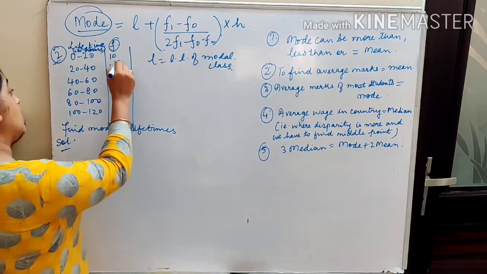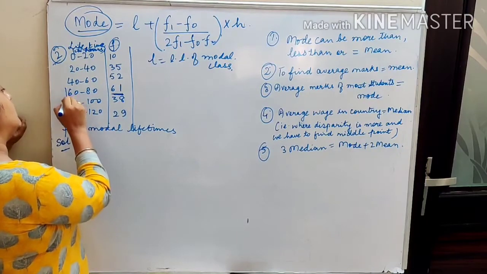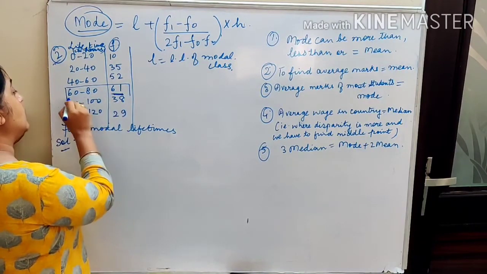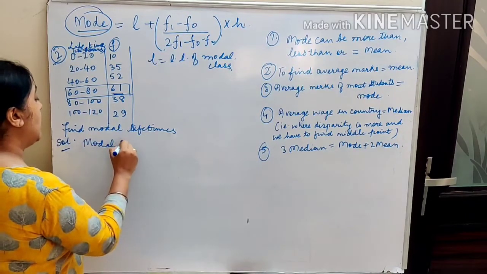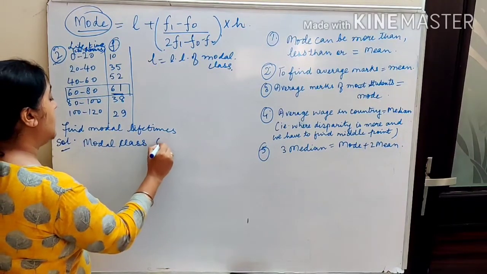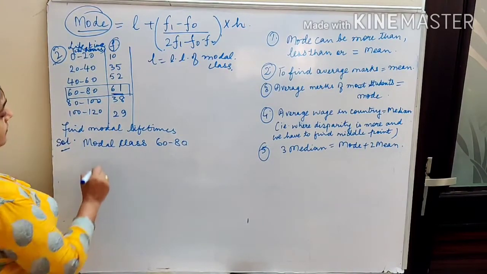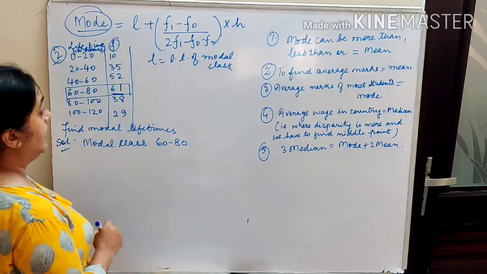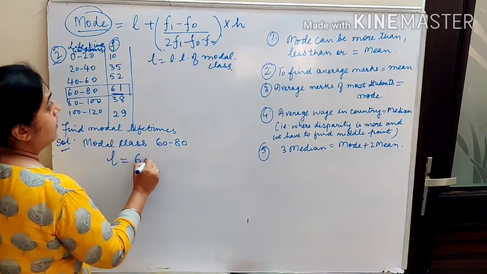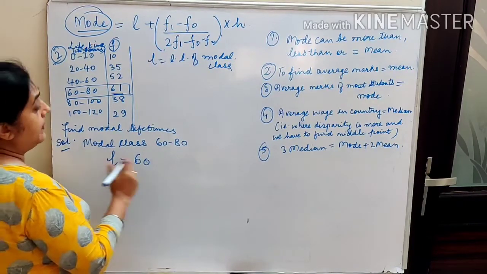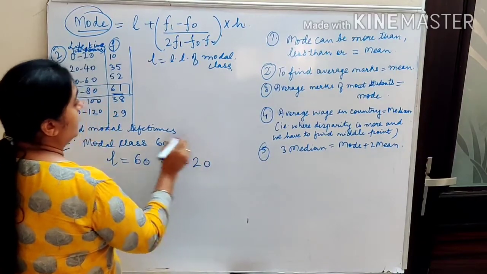Which observation is occurring the maximum number of times? That is 61. So what will be the modal class? Please check, and you have to mention it very clearly. The modal class is 60 to 80. So our L is equal to 60, because L is the lower limit. H is the class size, and that is 20.